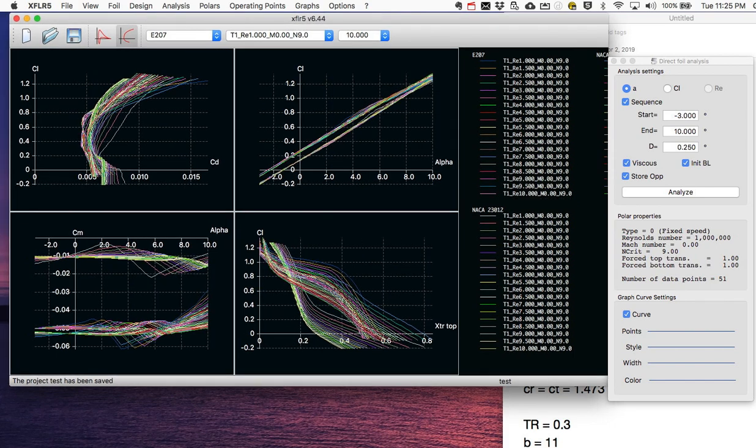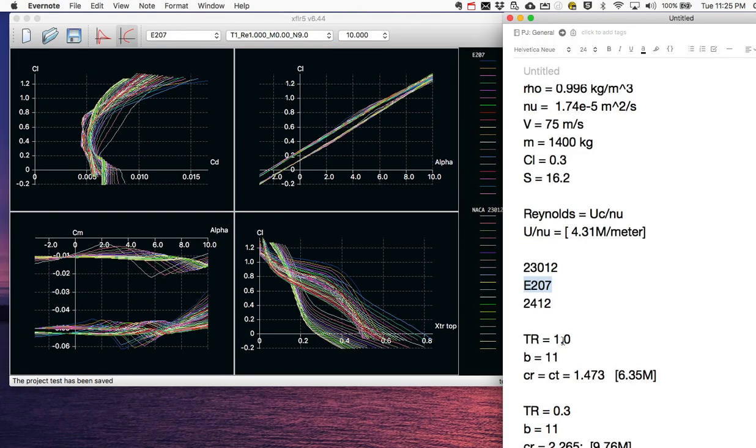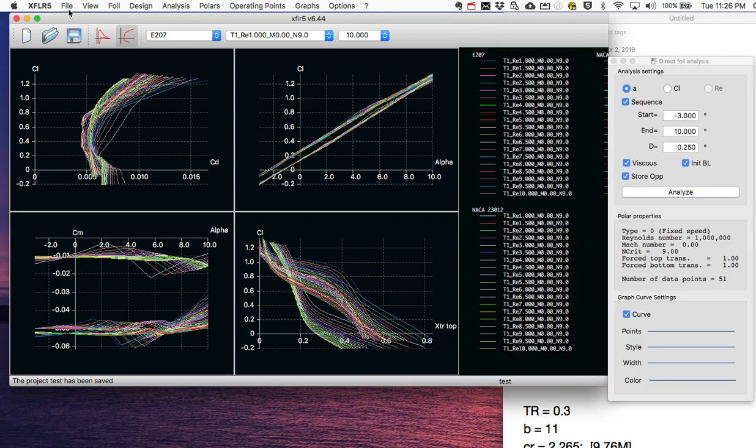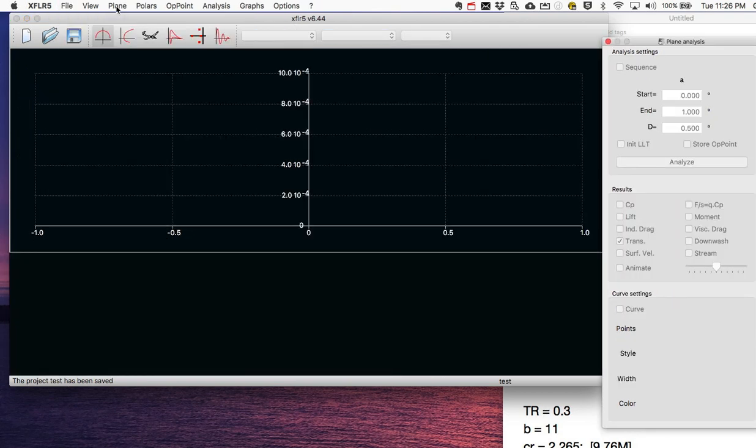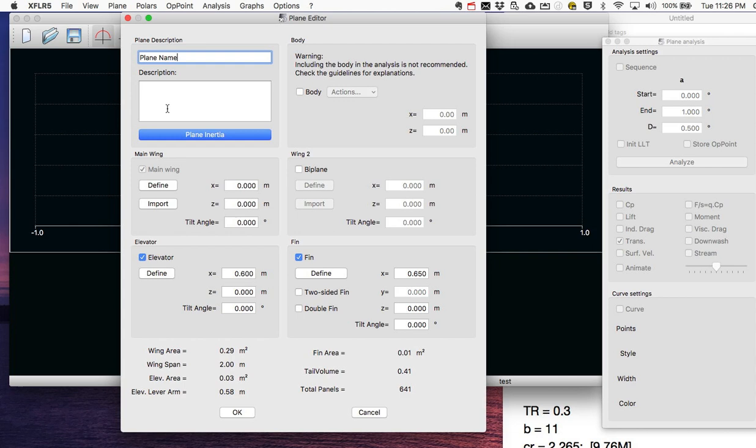So the first wing, let me just have a look at it, is a taper ratio of 1. Root and tip chord are both 1,473, and the span is 11. So we'll go File, Wing and Plane Design, Plane, define a new plane.